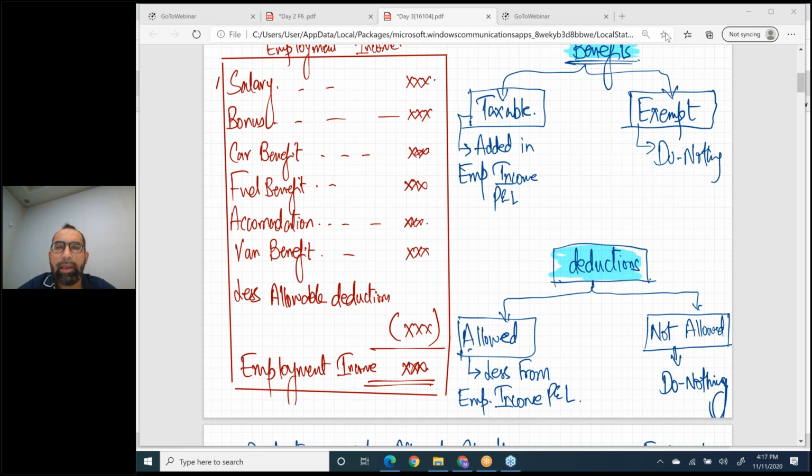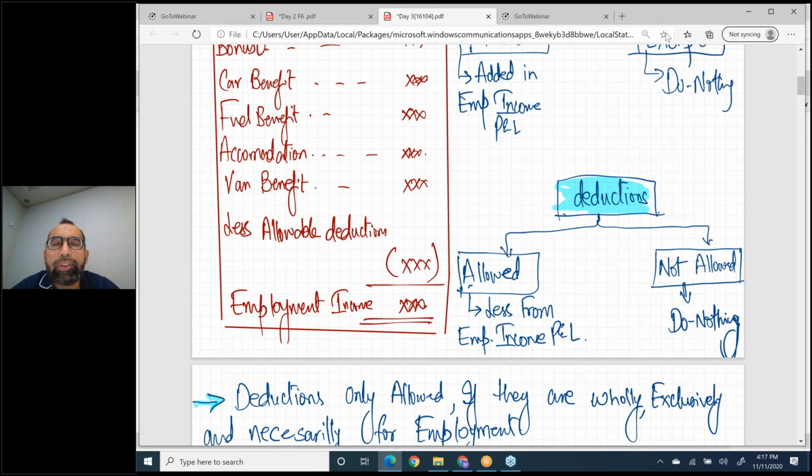Now, you might have heard about the famous allowable deductions. Employee's contribution in occupational pension scheme is allowed. If the employee pays professional subscription fees, it's allowed. Incremental marginal cost of working at home is allowed. Mileage allowance is allowed. Qualifying traveling expenses are allowed. Insurance for third party liabilities by employees is also allowed.